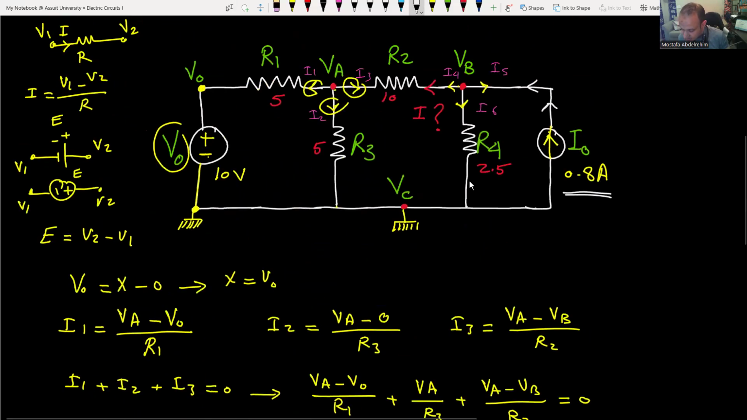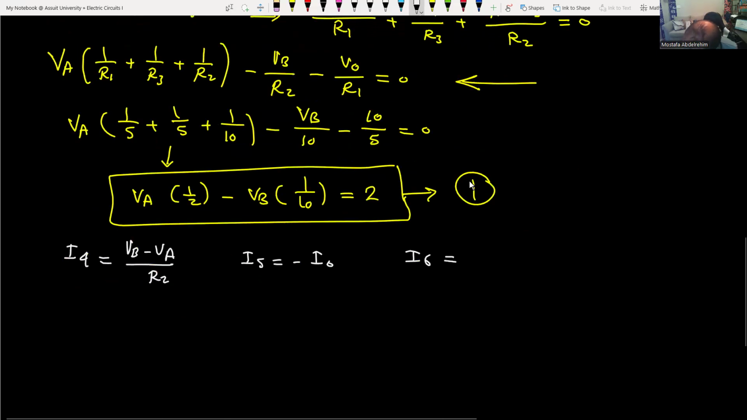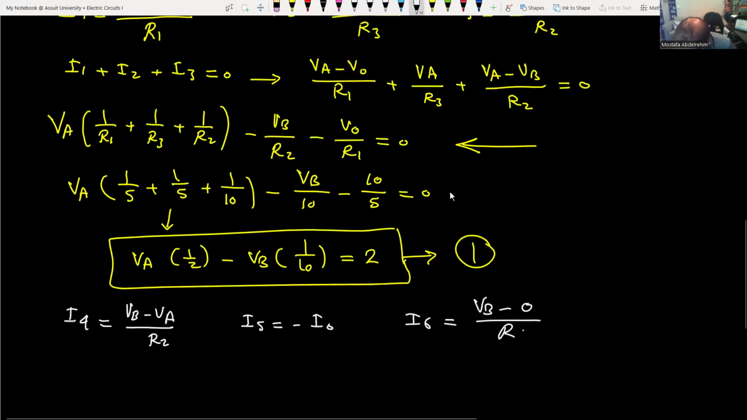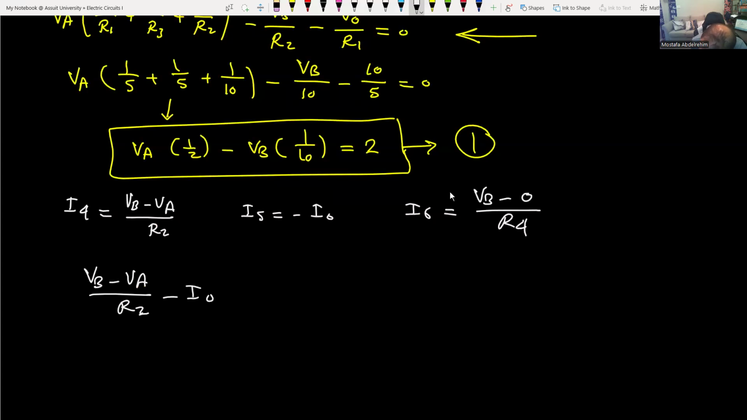Then finally I6 is flowing from VB to VC, which is the ground, through R4. So I6 is equal to VB minus 0 over R4. The summation of all these currents, because all of them are going out of VB, is equal to 0. So VB minus VA over R2, minus I naught, plus VB divided by R4, equal to 0.